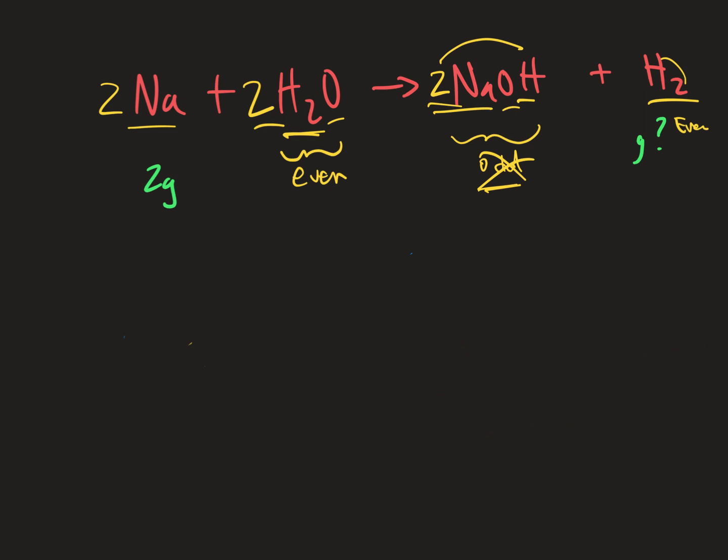All right, so, whoops. I'm going to start with 2 grams of sodium because that's what I know I have. And I'm looking for how many grams of hydrogen gas. So what can I convert to? If we look at our mole roadmap, if I have mass or grams of anything, where's the only place I can go?